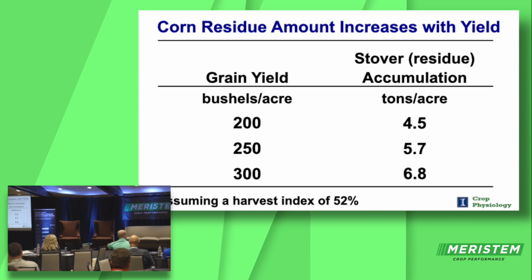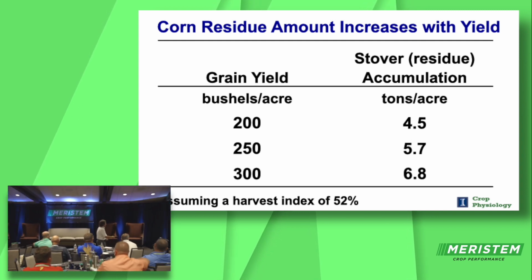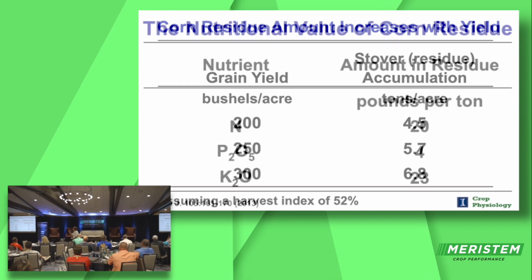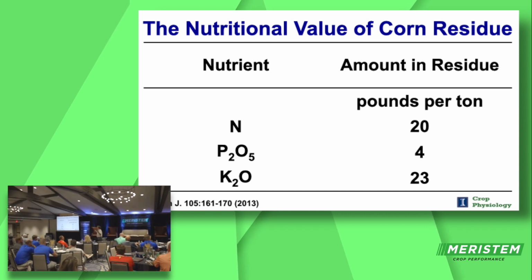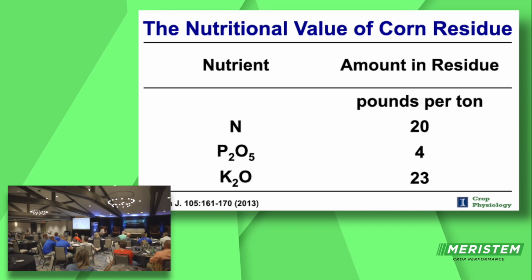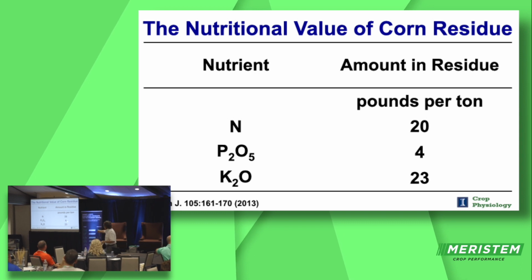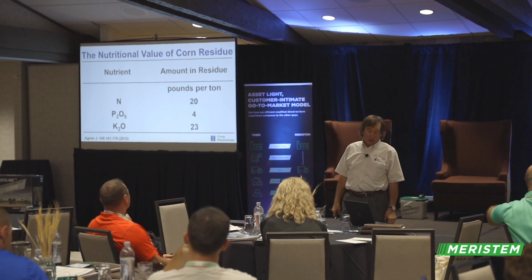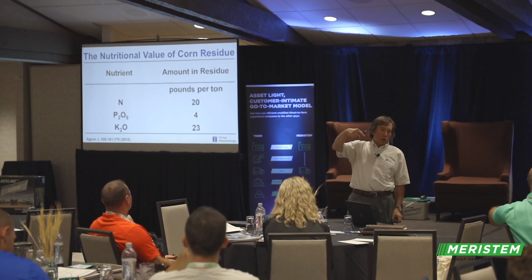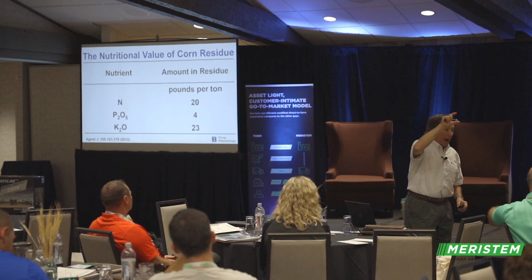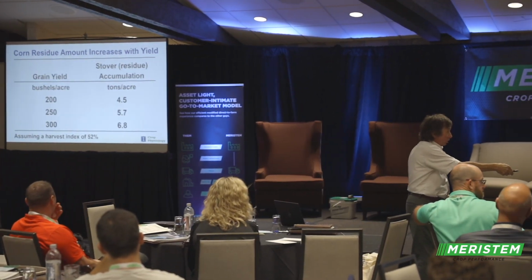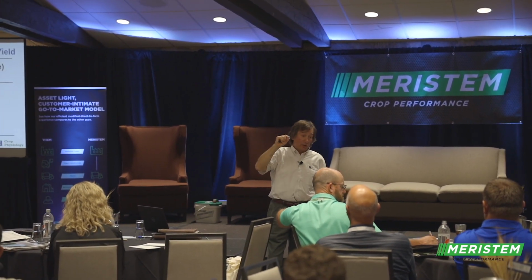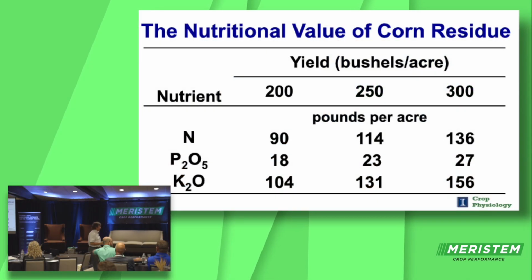Okay, we've measured the stover. I actually published this a couple years ago. So I can tell you exactly the nutrient content of a ton of stover. I mean, this is physically measured, right? So for every ton of stover, 20 pounds of N, 4 pounds of P2O5, 23 pounds of potassium in every ton. So if I take this and multiply it by the amount of stover that I know comes from different yield levels, I can calculate the value of nutrients in different yield levels. And I've done that here.